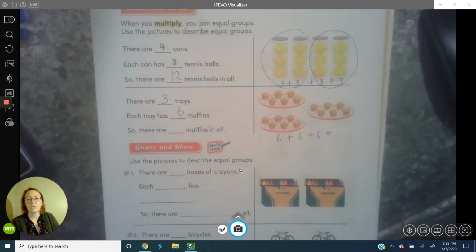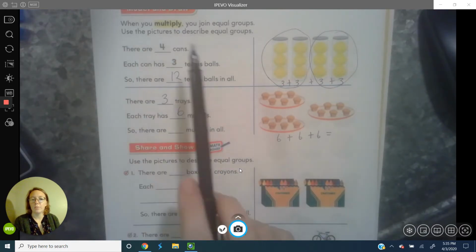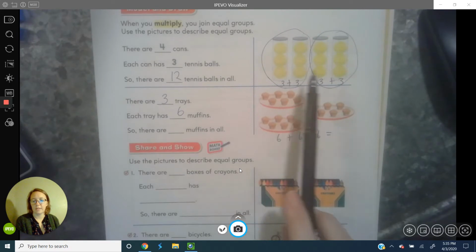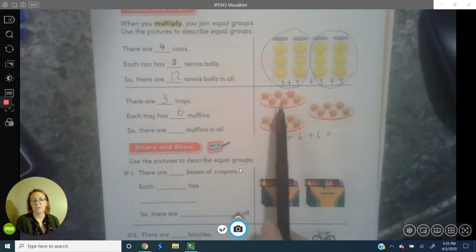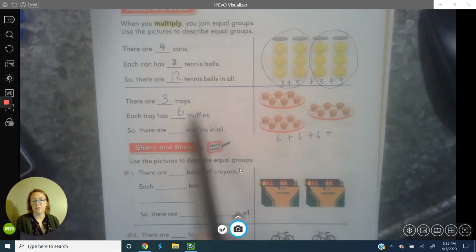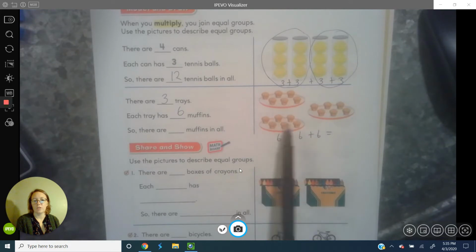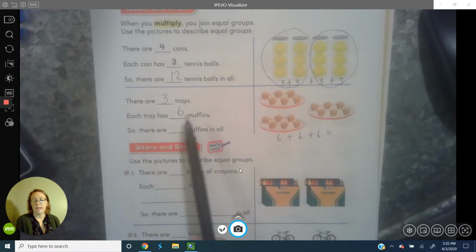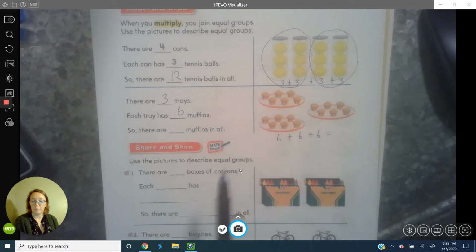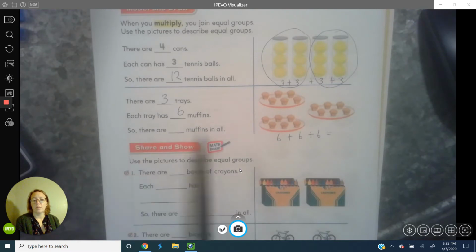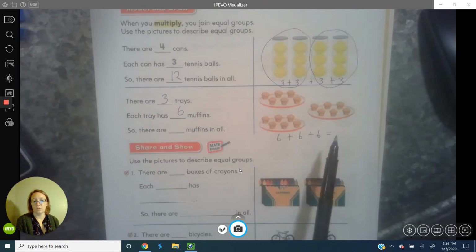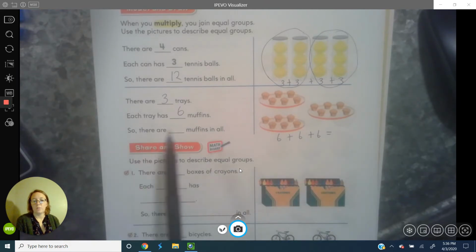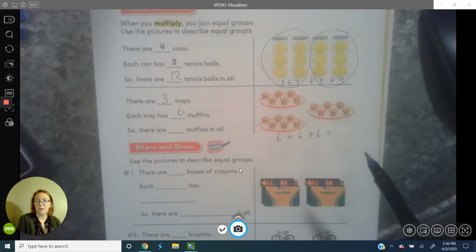We had talked about the example that when you multiply, you're joining equal groups. And we had talked about the tennis balls in the cans. So now we're going to talk about it's down here. So there are 3 trays, 1, 2, 3. And each tray has 6 muffins. And I talked about how you need to double check and make sure that they each have 6, make sure it's equal groups. So then our addition sentence, we're adding 6 3 times. 6, 6, 6. 1, 2, 3. That's 6 3 times, which would be, I want you to figure out how many muffins in all.